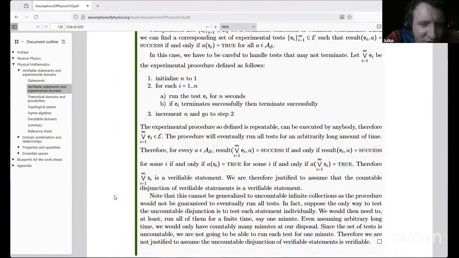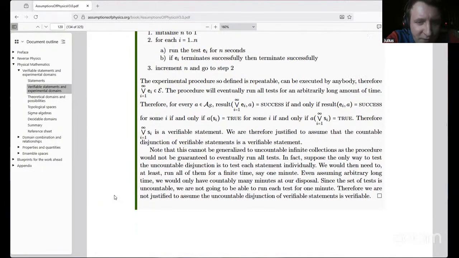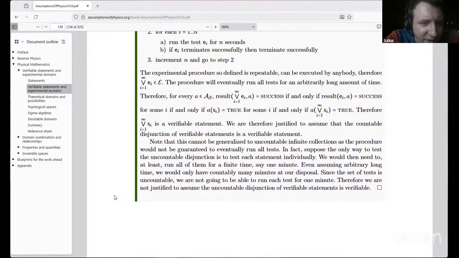Note that this cannot be generalized to uncountably infinite collections, as the procedure would not be guaranteed to eventually run all tests. In fact, suppose the only way to test the uncountable disjunction is to test each statement individually. We would then need to at least run all of them for a finite time, say 1 minute. Even assuming arbitrarily long time, we would only have countably many minutes at our disposal. Since the set of tests is uncountable, we are not going to be able to run each test for 1 minute. Therefore, we are not justified to assume the uncountable disjunction of verifiable statements is verifiable.